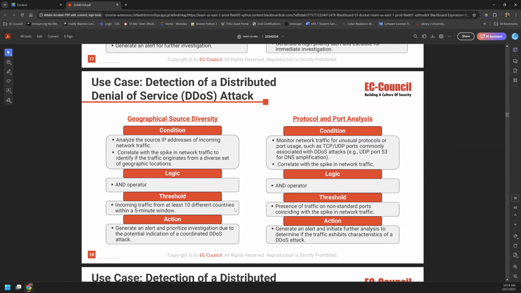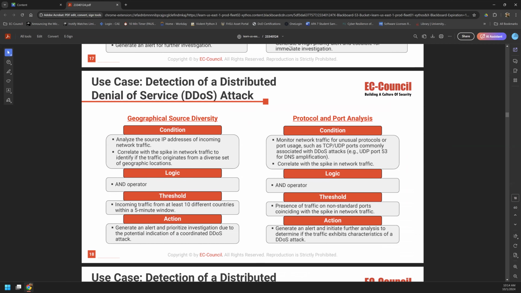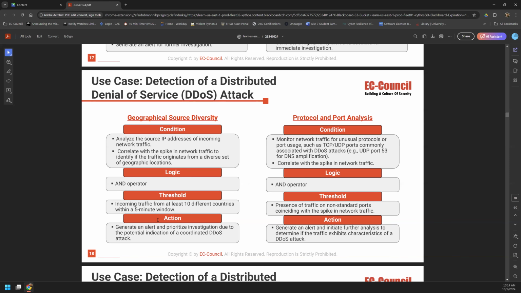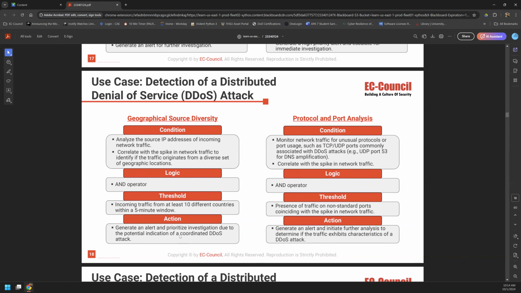These will keep stemming out. So in this case, we're also going to look for geographical source diversity. This is where we're going to take that same logic and correlate it with a spike in traffic from different geographic locations, incoming traffic from at least 10 different countries within a 5-minute window. We'll again generate an alert and prioritize investigation due to the potential indication of a coordinated denial of service attack.